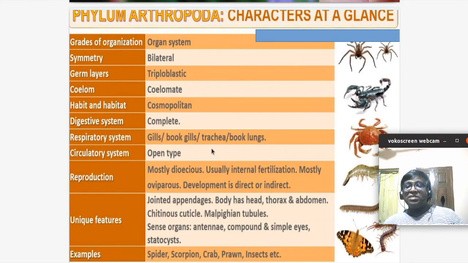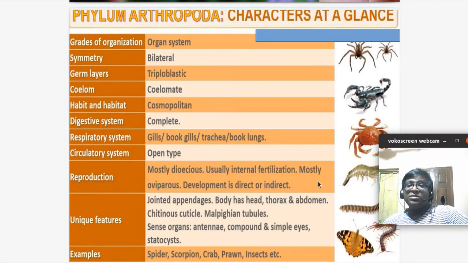The respiratory system, they might have gills or book gills. In case of insects, they have trachea or book lungs. Then the circulatory system is open type. That is, the heart pumps the blood into the open body spaces. So it is open type of circulatory system.